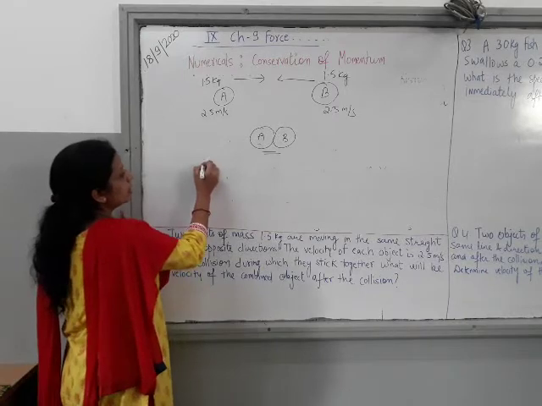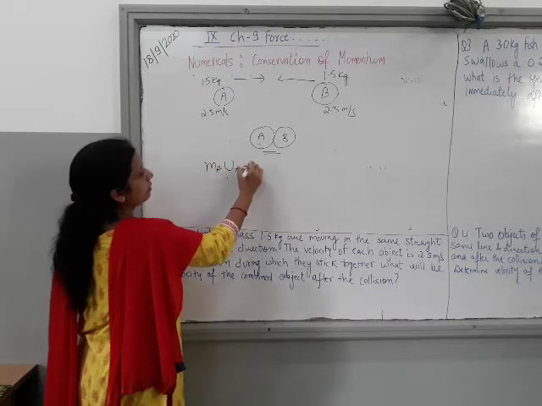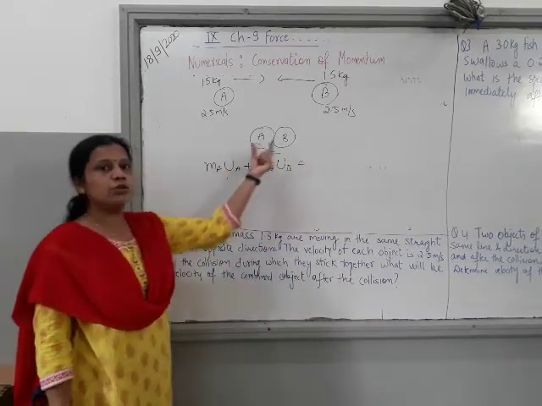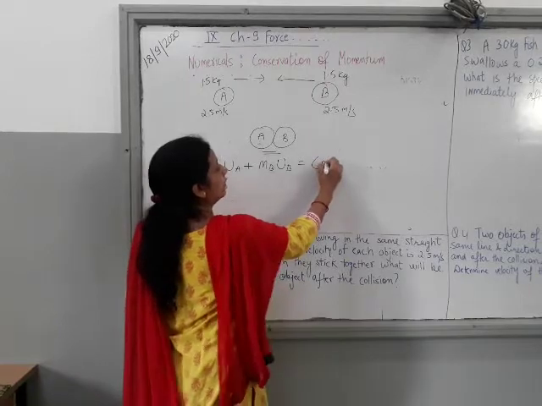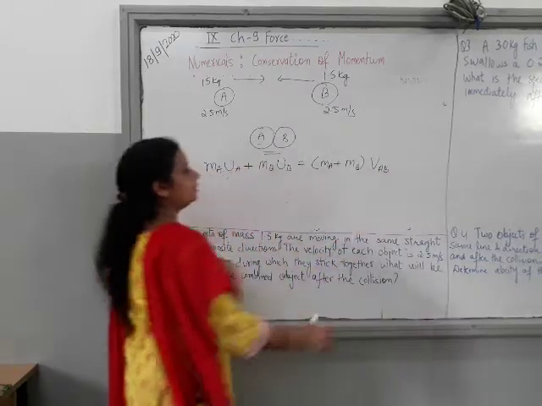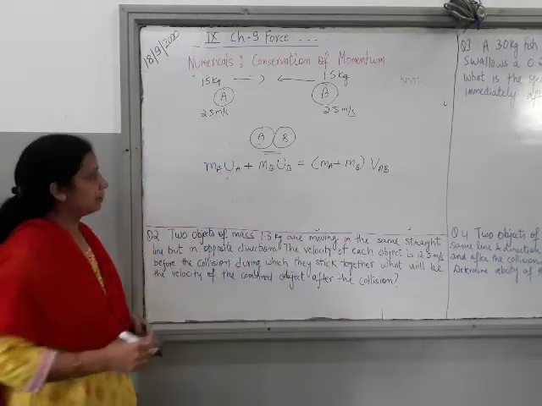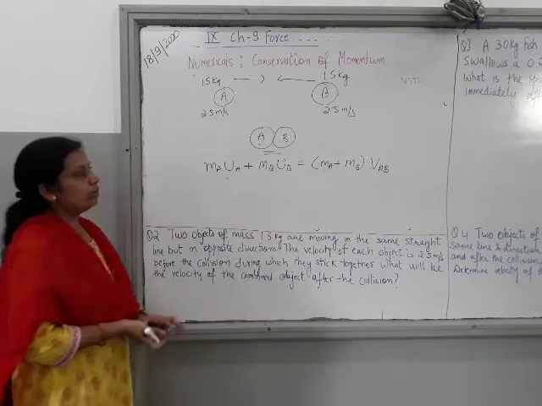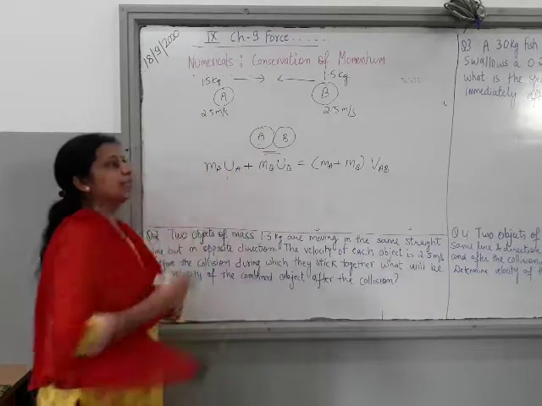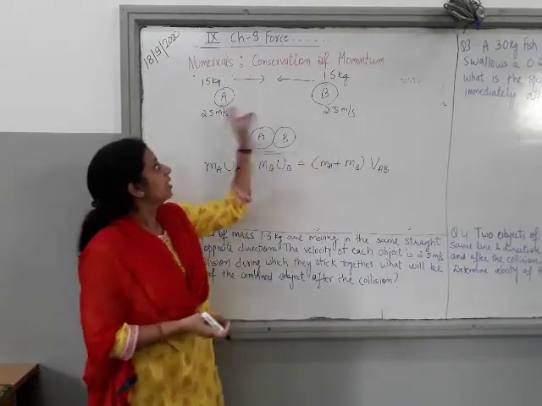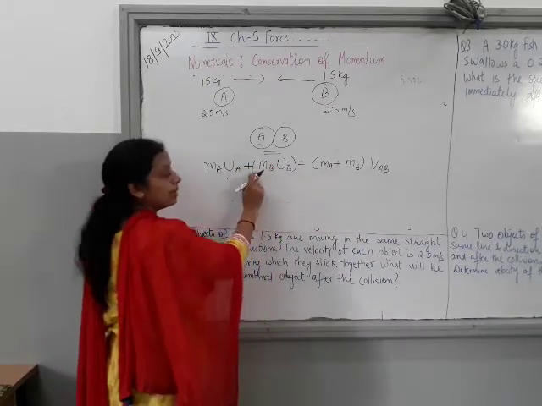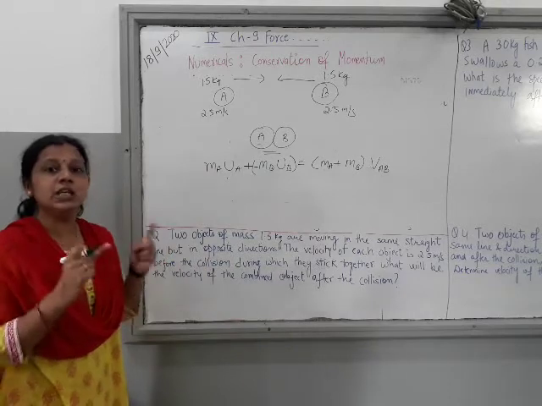So the initial momentum of the system is MA UA plus MB UB. Now for the final one, they stick together, so they will have combined mass, MA plus MB, and this combined velocity VAB you have to find here. So now simply put the values. Now one more thing, because they are moving in opposite directions, one of them you have to take as negative direction. So I am taking A as positive and B as negative. So you have to put a minus sign. Why the minus sign? Because the two are moving in opposite directions.